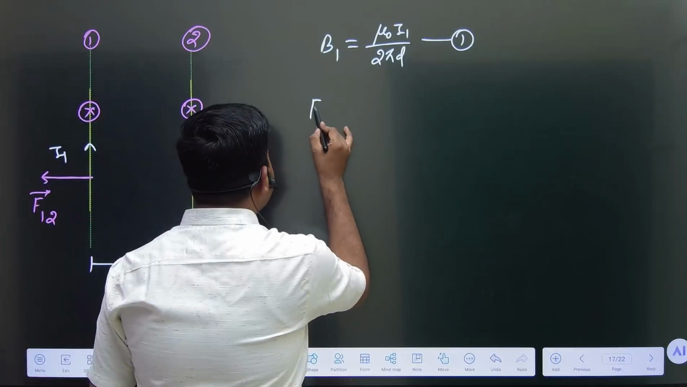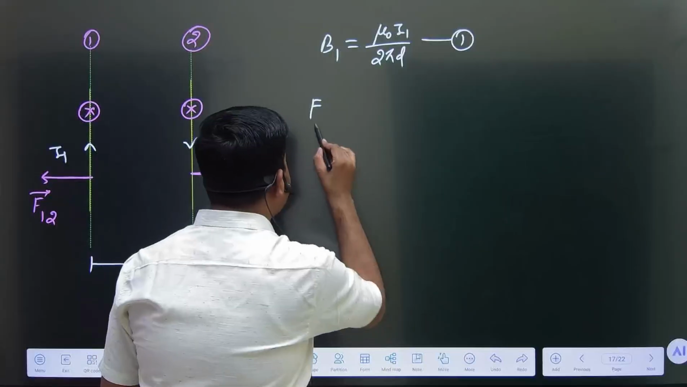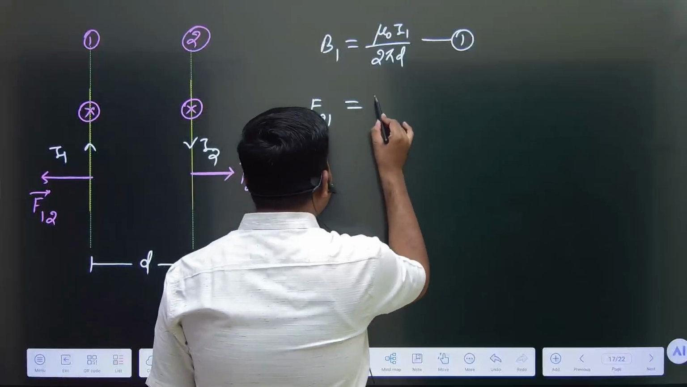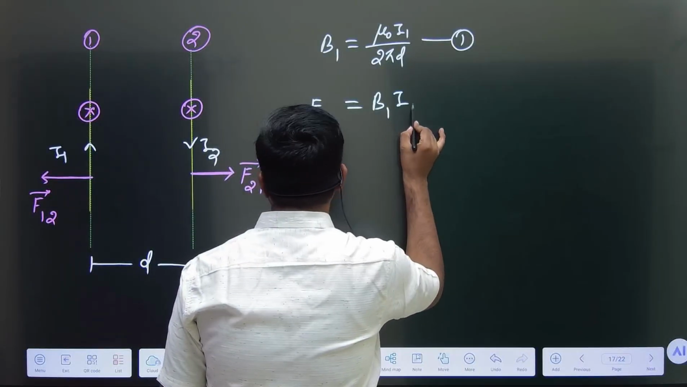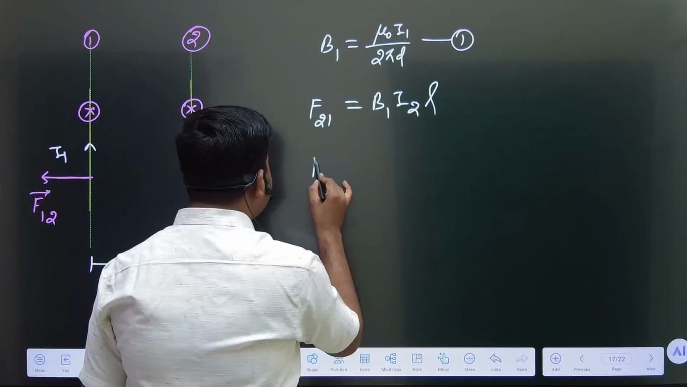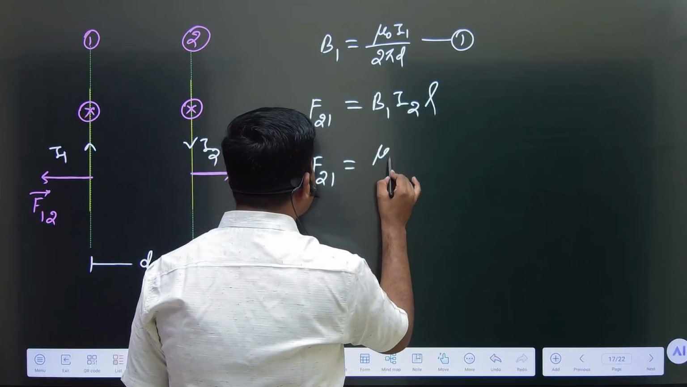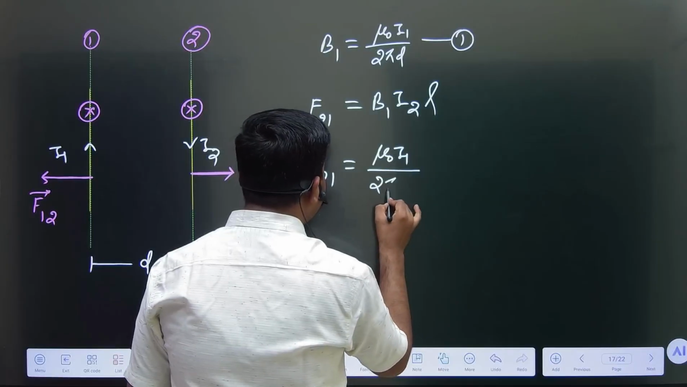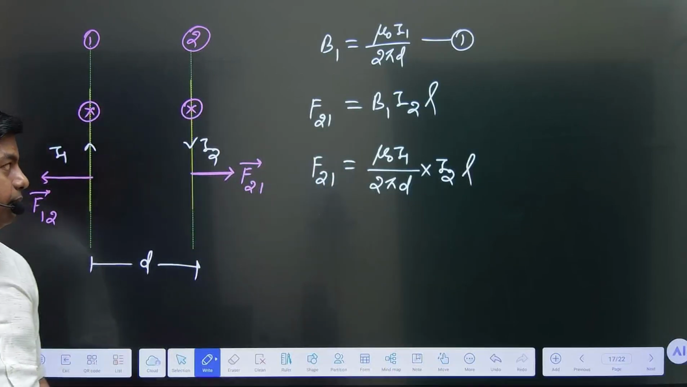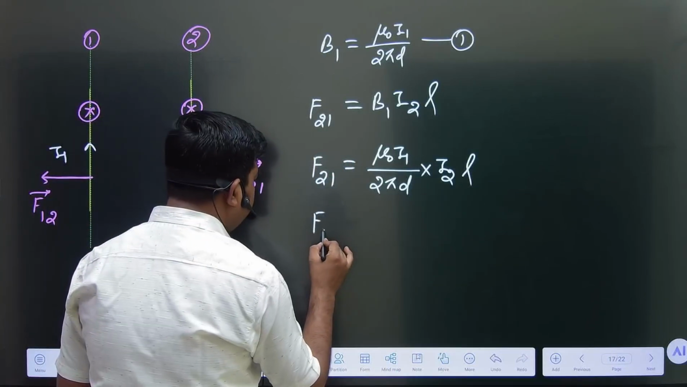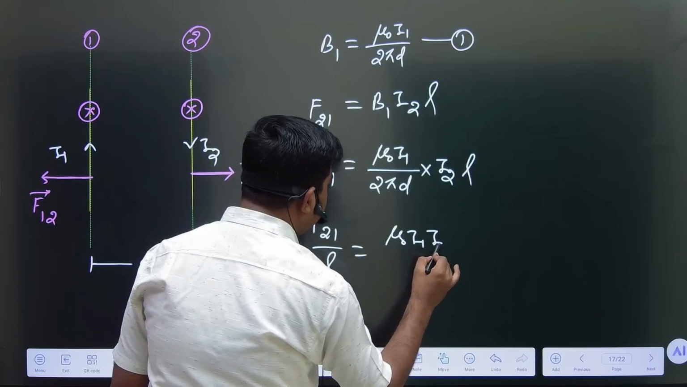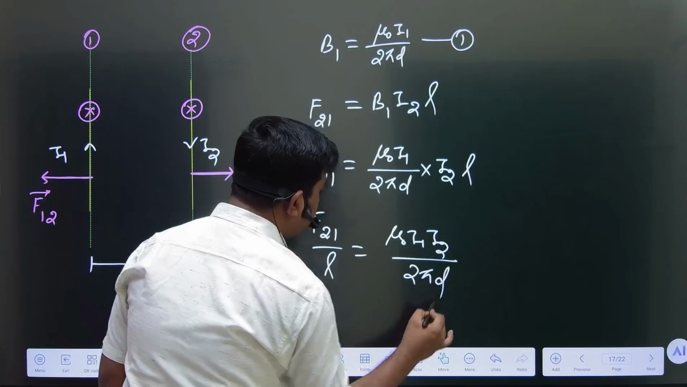So what is the force acting on the second conductor due to the magnetic field of the first conductor? F21 is equal to, what is the force on a current carrying conductor? BIL. So B1, the current is I2, into L. This is the force. We have to put the value of B1. So F21 is equal to mu naught I1 divided by 2 pi d into I2 into L. But we have to calculate the force per unit length. So F21 by L is equal to mu naught I1 I2 upon 2 pi d.